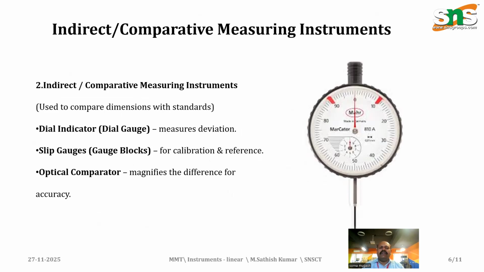And we have indirect and comparative measuring instruments. For example, if you want to measure a dimension of 30 mm, and the number of components is large, like 1,000 components to be measured in a shift of 8 hours, then we need to go for comparative measurements. We call these comparators. We use dial gauges for this, and slip gauges to set the basic standard of a particular measurement. We also have the optical comparator, which magnifies the difference for accuracy.